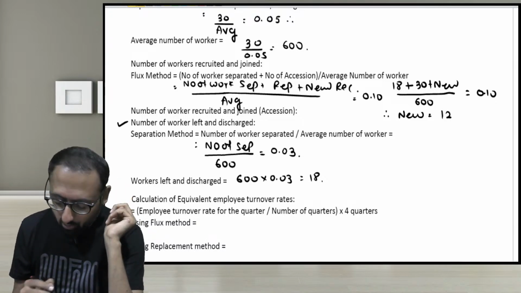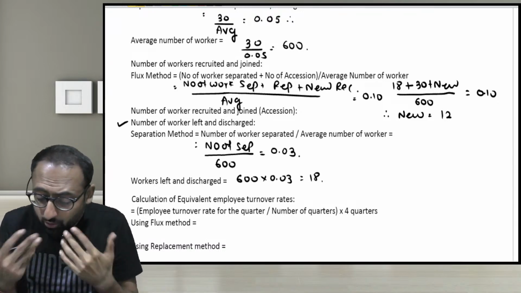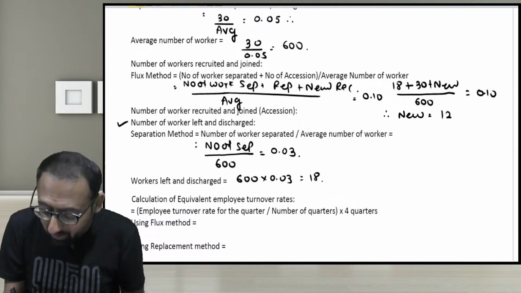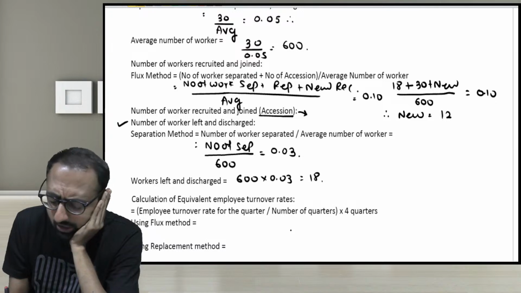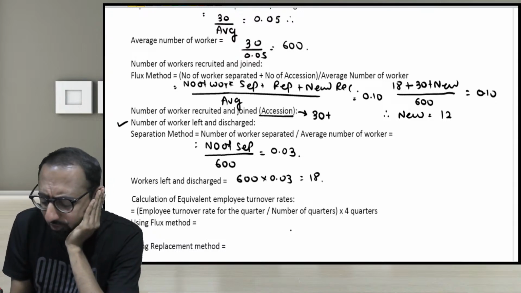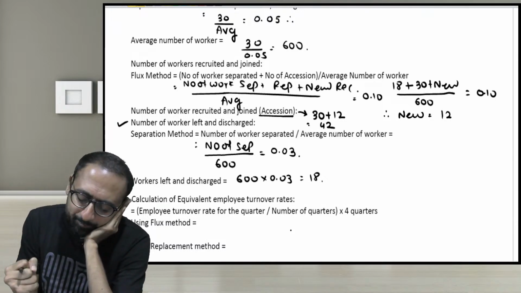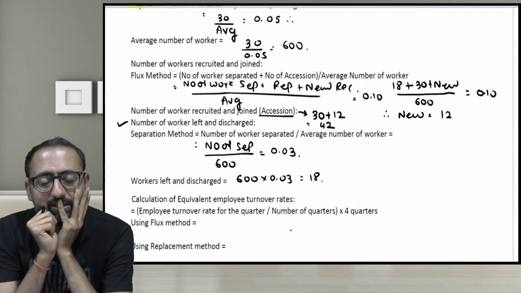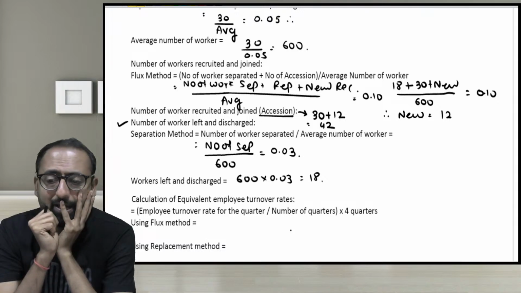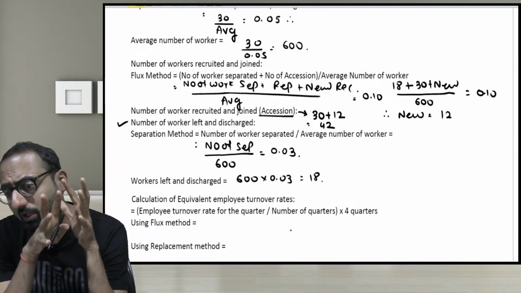Now, how many workers are total new joinees? Total new joinees are the new recruitment for expansion plus replacement. Your replacement is 30 and new recruitment for expansion is 12, so 42 new workers are there. Who is recruited and joined? 42. Correct me if I'm wrong. 30 are replaced and 12 are new recruitment for expansion. So yes, 42 are total new recruits.